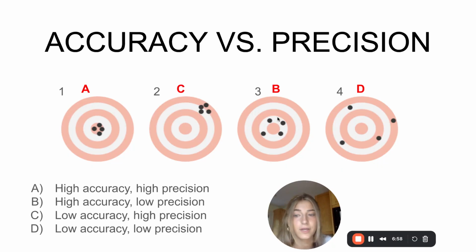And then number 3 would be B, high accuracy, low precision. So the points are all pretty much on target, but they are pretty spread out, so not very precise, has a bigger range. And then finally 4 is D, low accuracy, low precision. So not only are the points not on target, but they also are very spread out. So not accurate and not precise.